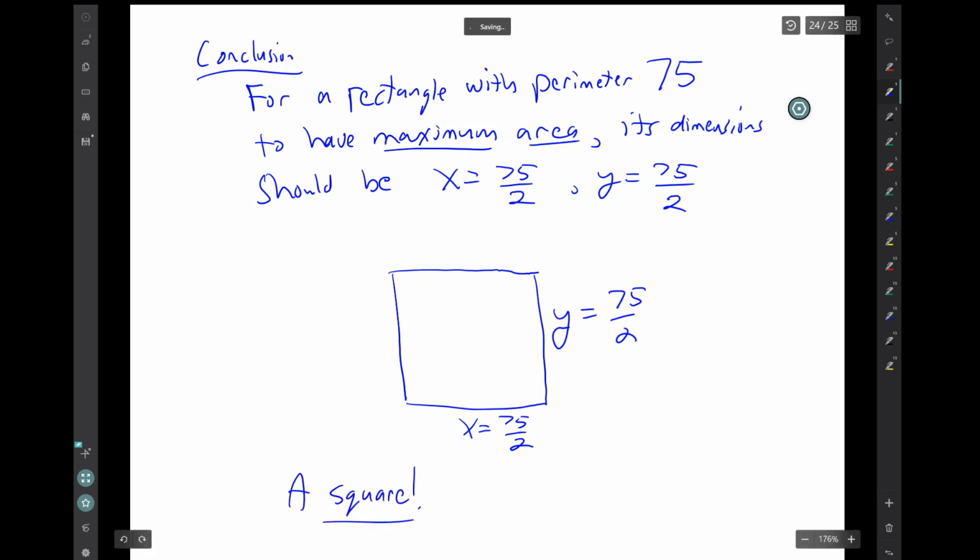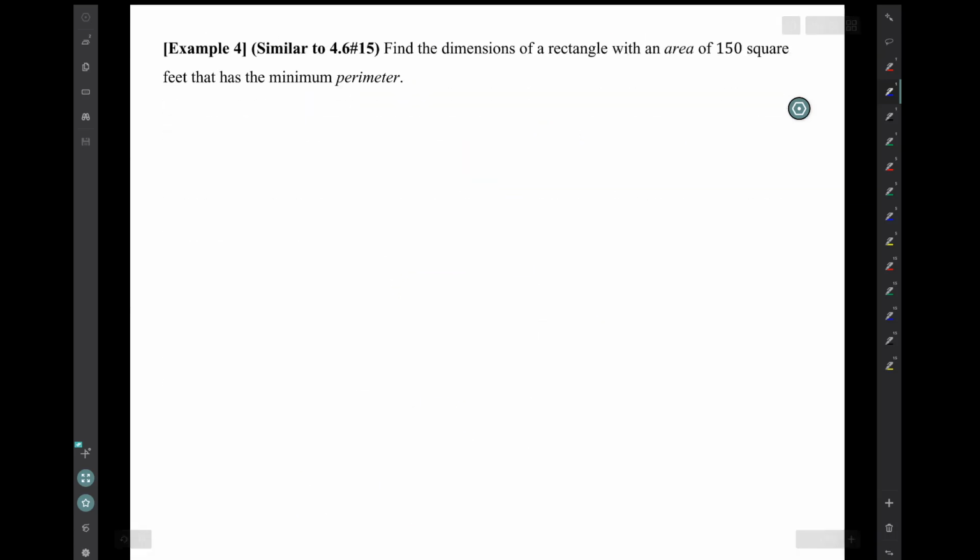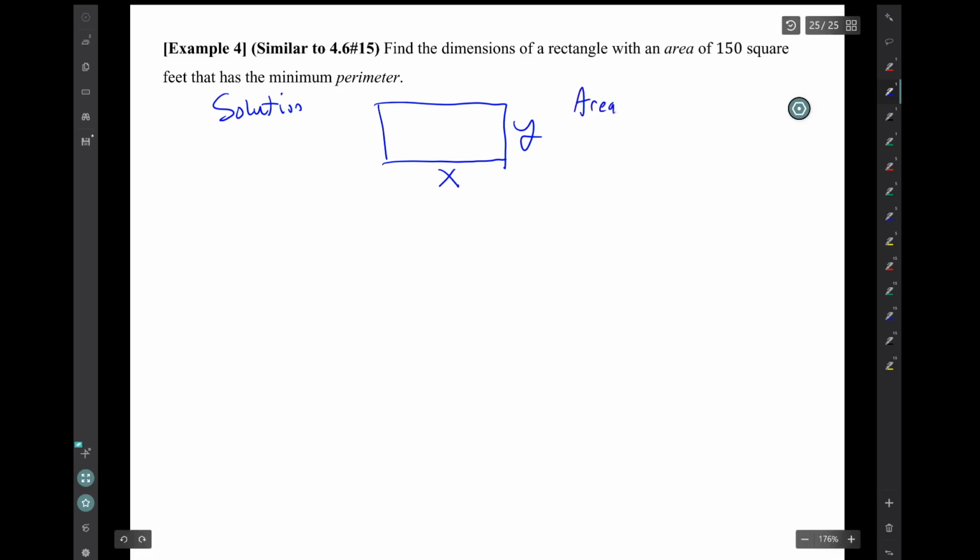Let's go on. Example 4 is similar to 4.6 number 15. Find the dimensions of a rectangle with an area of 150 square feet that has the minimum perimeter. Well, our approach is similar to the previous problem. We start by introducing a picture with dimensions x and y for width and height, and now we translate the given information into equations.